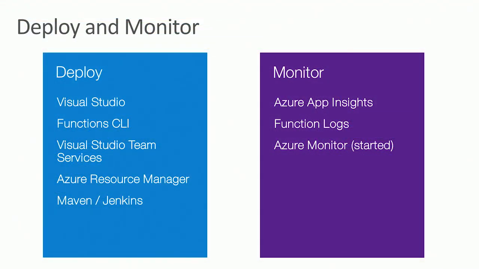You can deploy directly from Visual Studio. You can deploy from the function command line interface. Visual Studio Team Services has a number of templates out of the box to set up a rich continuous integration platform. You can use ARM templates if you're familiar with that. If you're writing your functions in Java, we have Maven and Jenkins tooling as well. So really whatever you want to use to deploy your functions, we probably have tools to make it possible.